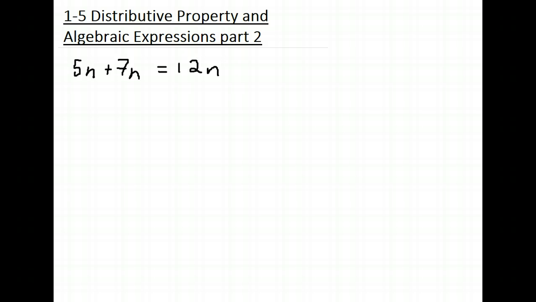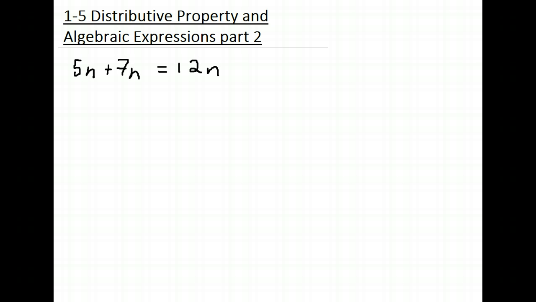So now let's talk like terms. If we have the equation 5n plus 7n equals 12n, using the distributive property, we can show that 5n plus 7n equals 12n. So we're going to go backwards with the distributive property. We look for the element that's common to both terms. We have an n on both the 5n and the 7n. So we're going to pull that out.